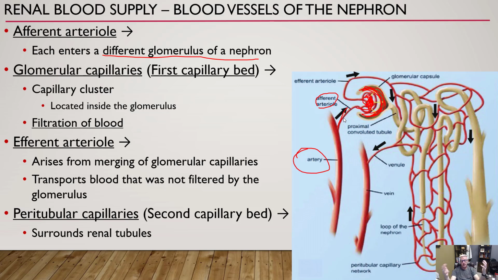And the same concept applies to what goes into the glomerulus. Afferent arterioles are arterioles that go into the glomerulus, and efferent arterioles are what comes out of the glomerulus. So the afferent arterioles are going to be what goes into the glomerulus. And then we have this cluster of capillaries called the glomerular capillaries. We also call this the first capillary bed. And we do this because this is where filtration of blood happens.